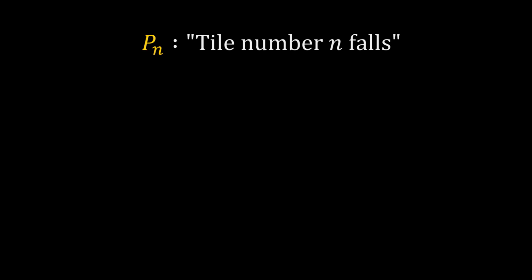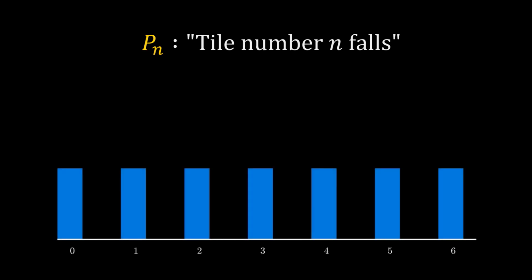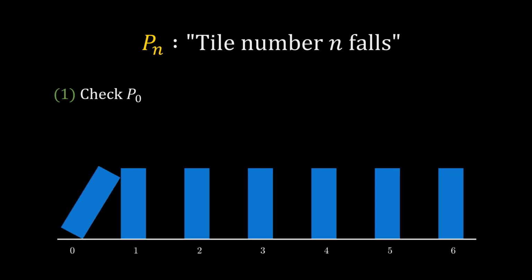Let Pn be a property that depends on a natural number n. For example, Pn could be "tile number n falls." The steps of a proof by induction are the following. 1. We check that P0 is true, in other words, that the first tile falls.